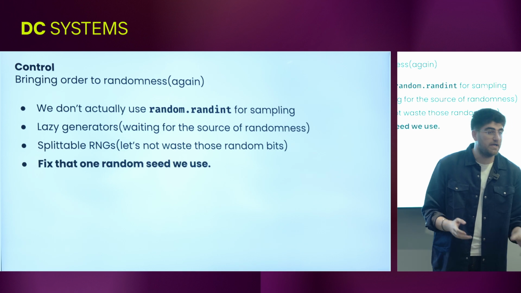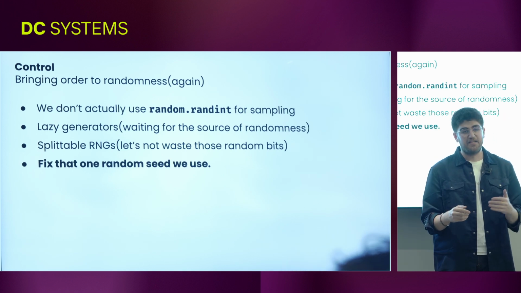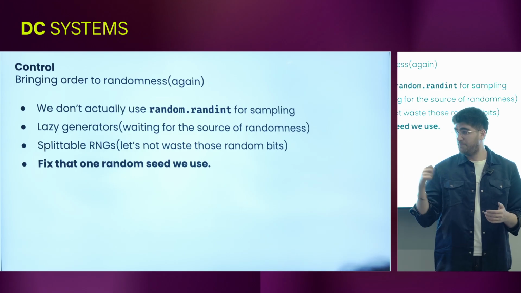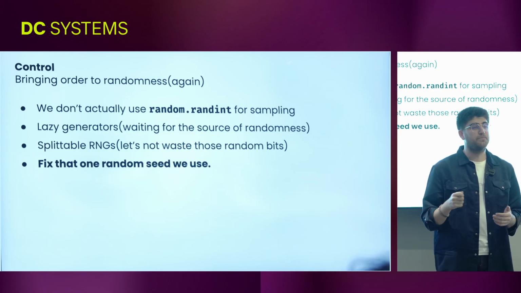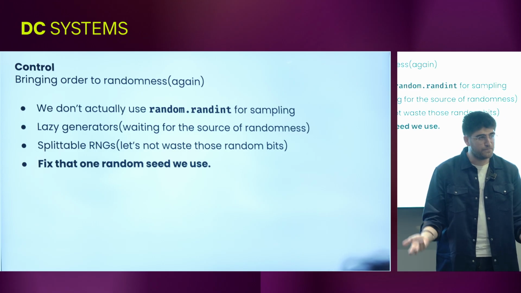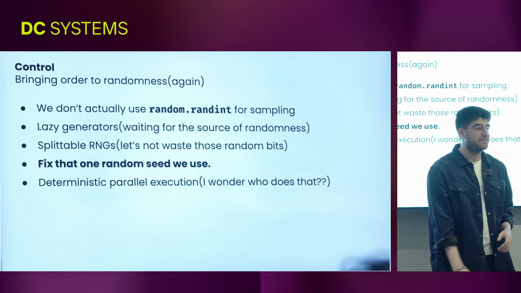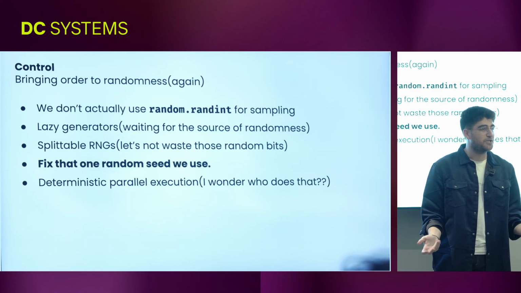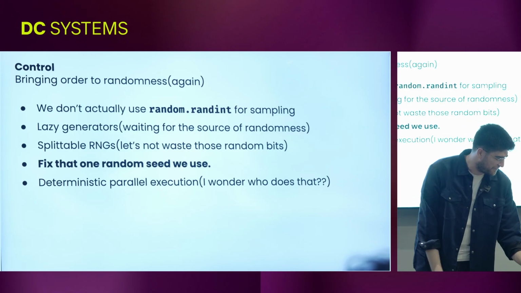Using this approach, we can now fix the RNG and get almost deterministic execution, because we are generating the same examples all the time. But of course, we all know that we cannot really get deterministic parallel execution in all cases. But some people are trying to do that apparently. Well, good luck to them.